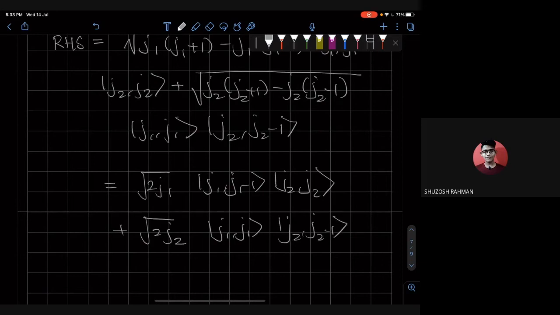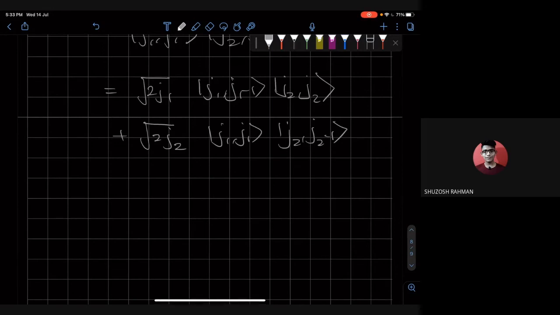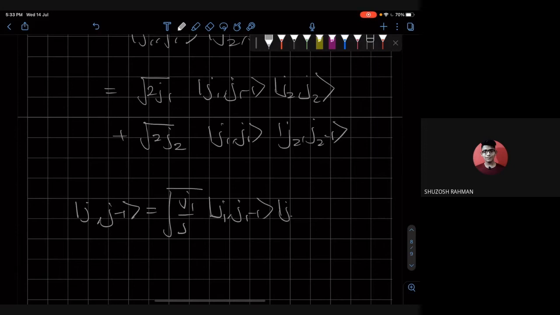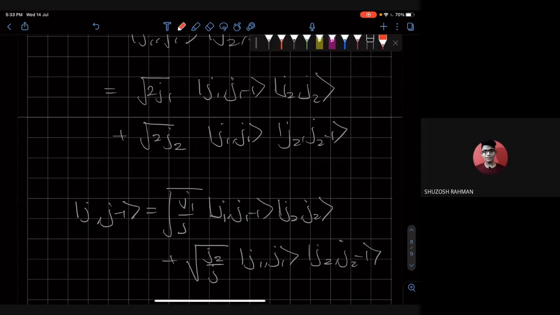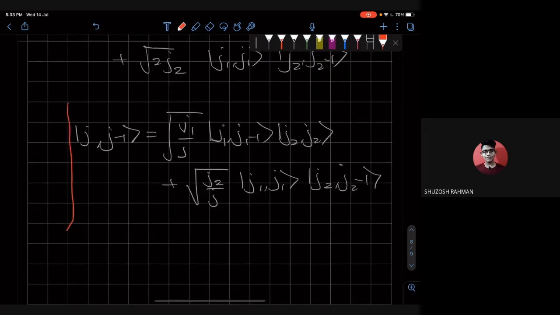Now if I take the left-hand side and the right-hand side together, I get j minus 1, and that is just given by the square root of j1 by j times j1 minus 1, j2, plus the square root of j2 by j times j1 and then j2 minus 1. Okay, so this is the second state in our multiplet.